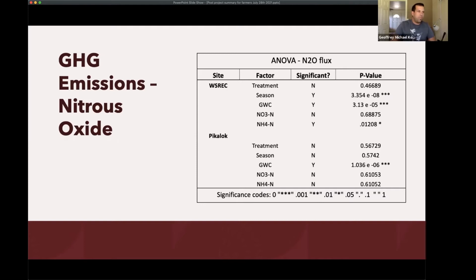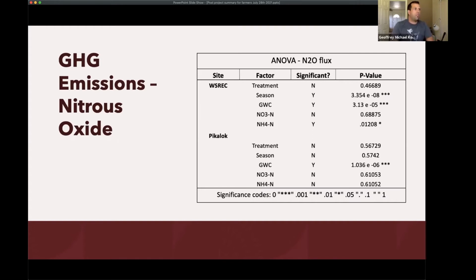So I basically used the greenhouse gas data to create a model, and I fed in not only the greenhouse gas flux data, but also data about season, the GWC, which is gravimetric water content, nitrate N concentration, and ammonium N concentration in the soil. So I basically used those different factors to help determine what was causing the flux or which things were related. And that's what this ANOVA table tells us about.